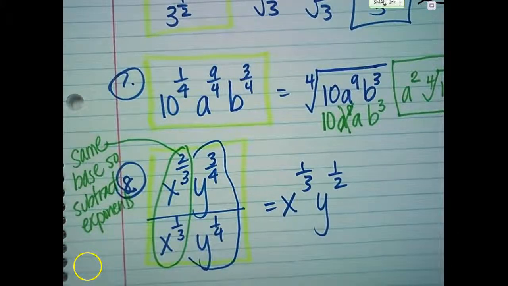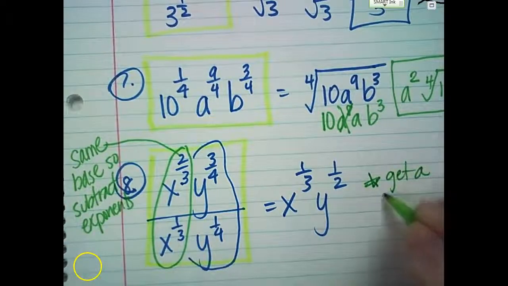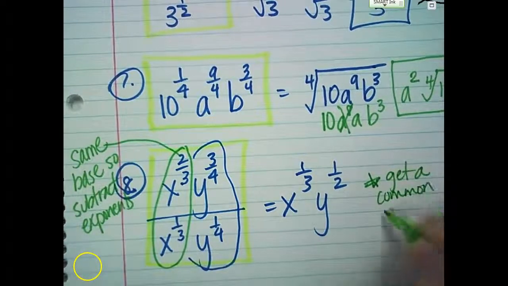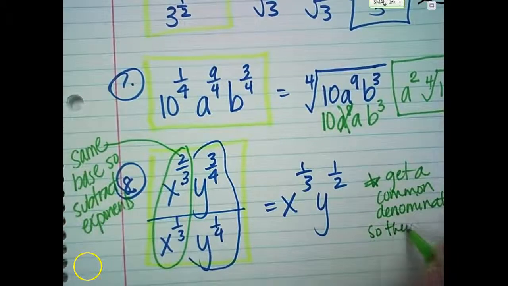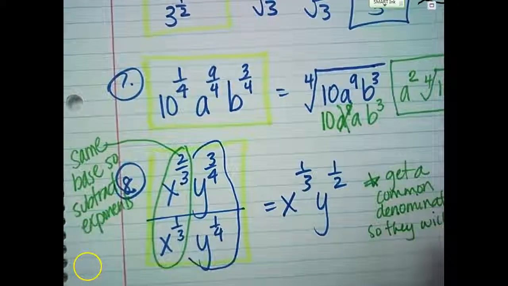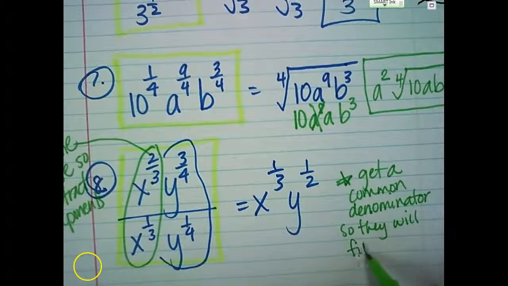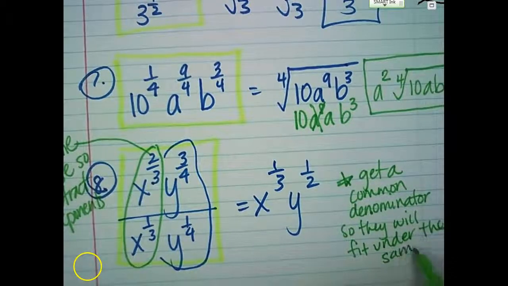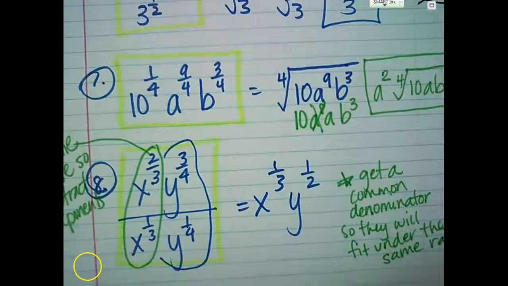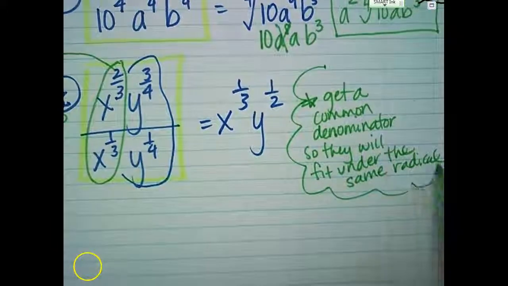Right. So write yourself a note. Get a common denominator. You don't want to forget later. Get a common denominator so they will fit under the same radical. And then you will be like, Miss H, what do I do here? You already know.